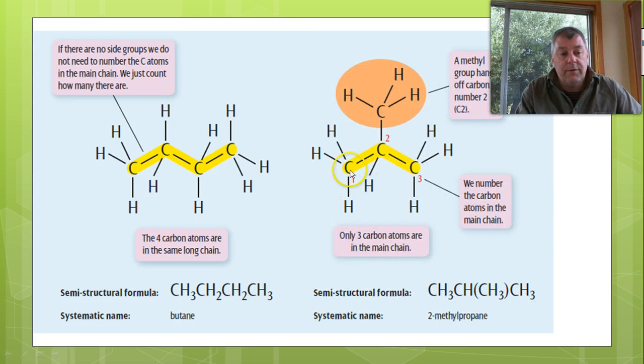If there is a branch, we have to number it. Okay, and so that's just going back to our naming, and there's a methyl group. So our systematic name is 2-methylpropane, no double bond, no triple bond. And our semi-structural formula follows that trend. So our first carbon has 3 hydrogens, second carbon has a hydrogen and a branch off it, and then a CH3 coming at the very end.